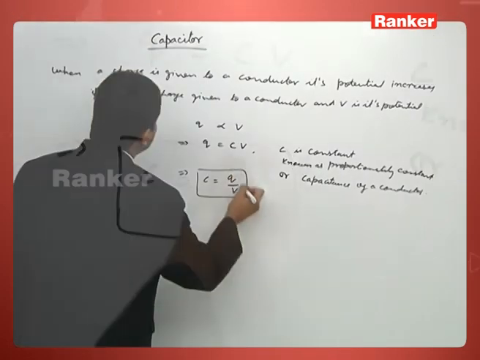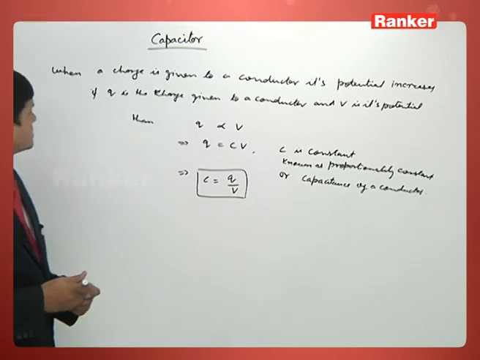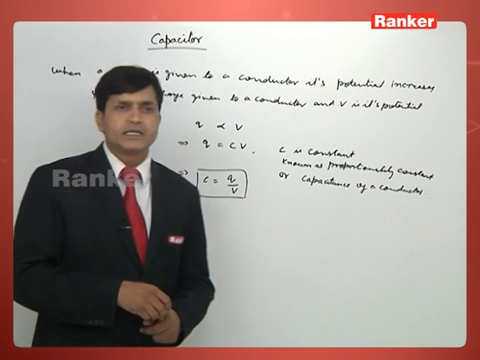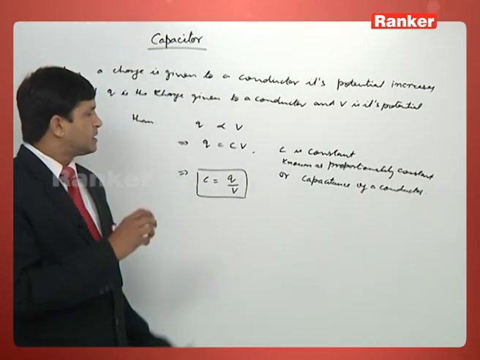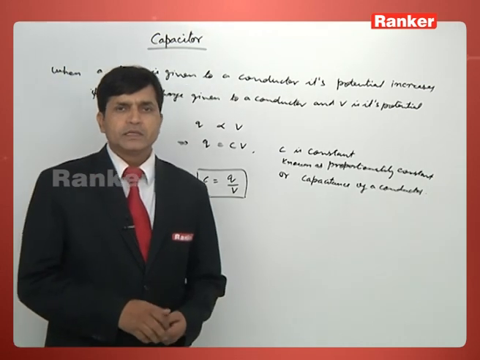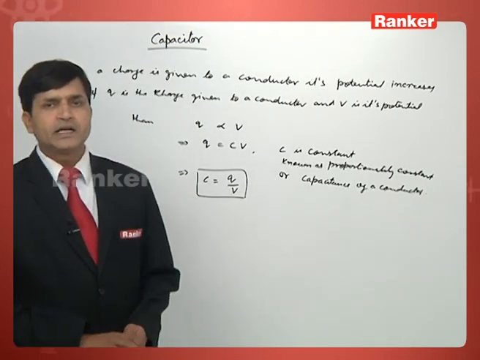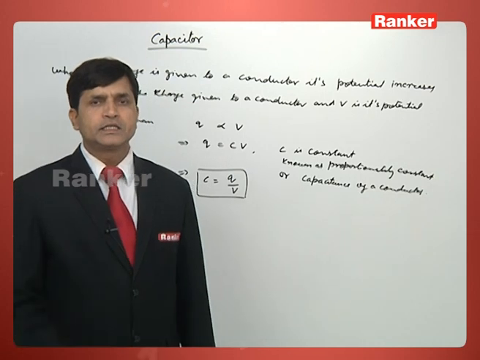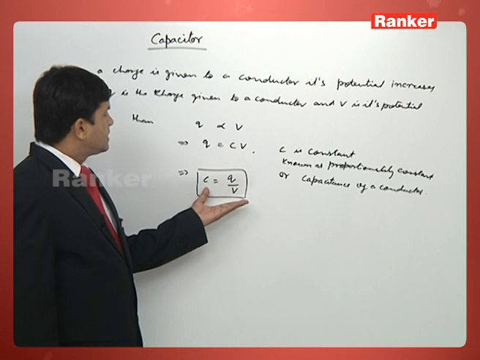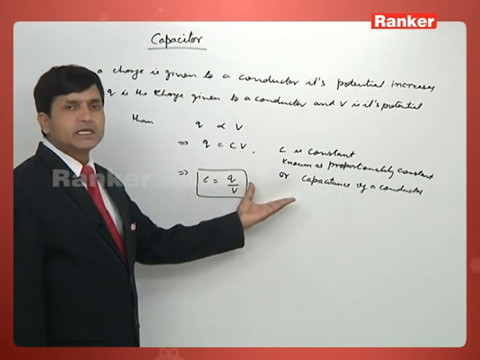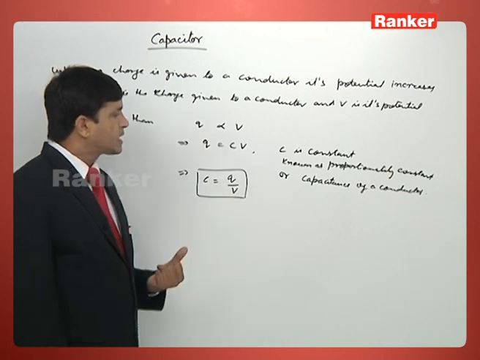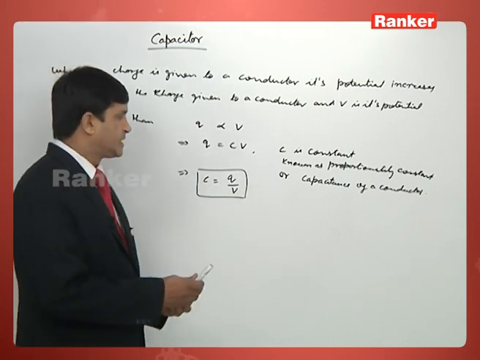So first of all, what is the meaning of capacitance? Capacitance of a conductor means the capacity of a conductor by which it can store potential energy, as well as we can say it can store a charge on it. It simply depends on the geometrical shape and size of a conductor. There are so many factors on which the capacitance of a conductor depends.